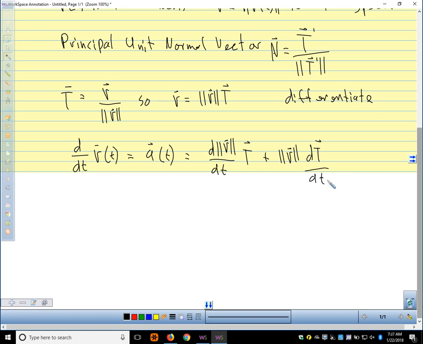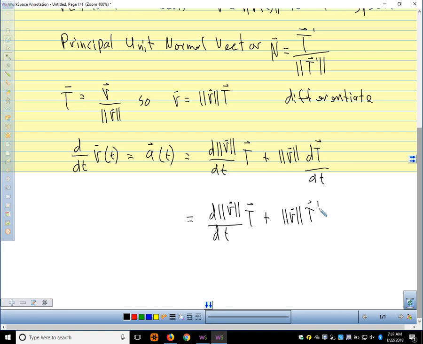What's the derivative of T? What's another way of writing the derivative of T with respect to t? Almost. Isn't it just T prime? So this is going to be the derivative of the speed times T, plus the magnitude of v times T prime. The derivative of T can vary in time because we're moving along the curve, so it's going to point in a different direction as we move along the curve. Well, we're close to what we wanted, right?